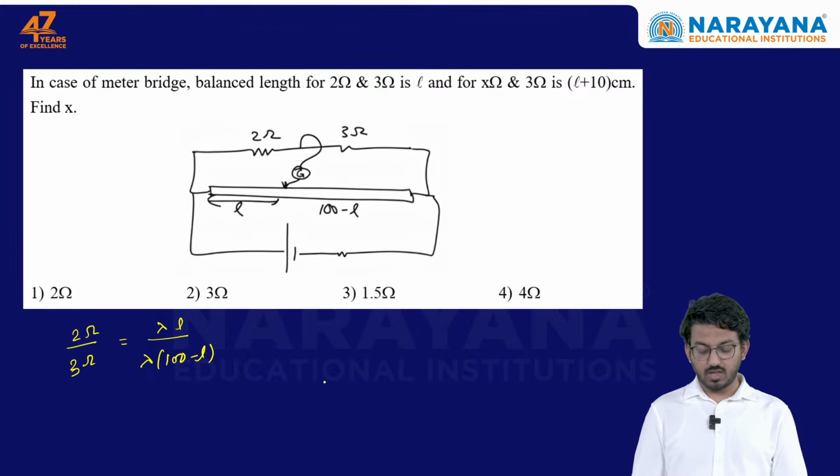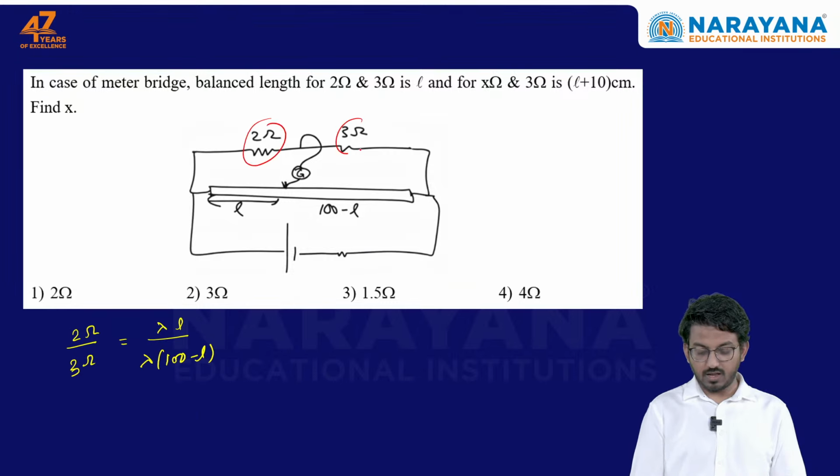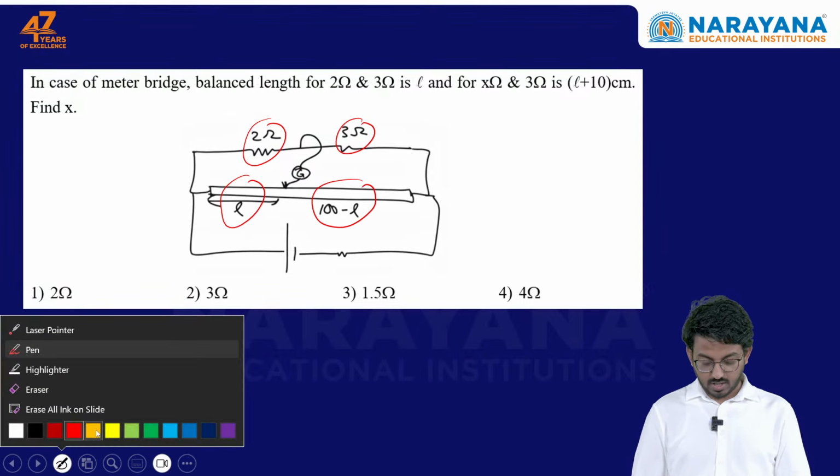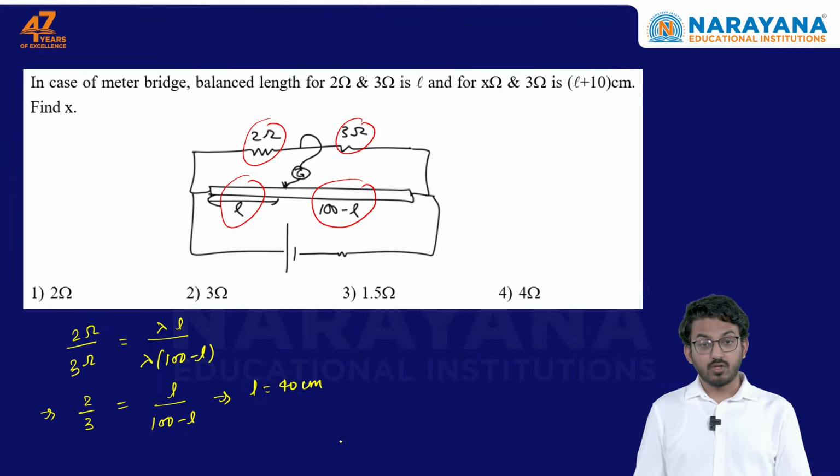So, the ratio of resistance here and here is supposed to be equal to the ratio of resistance here and here. Going further, if we solve this, we get 2 by 3 is equal to L over (100 minus L). This will give us L is equal to 40 centimeter if we solve that.